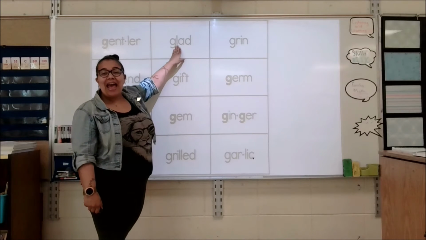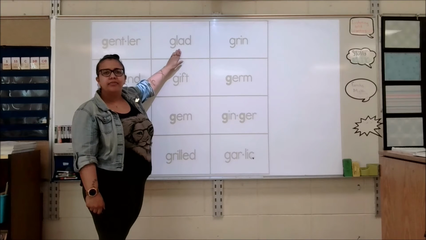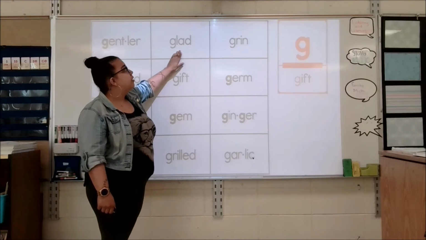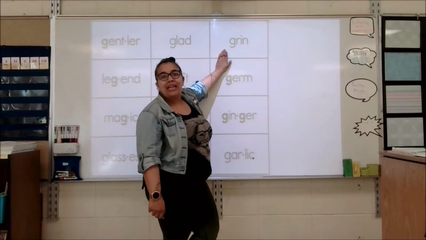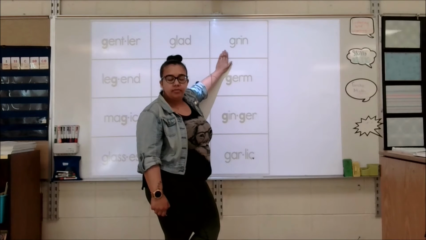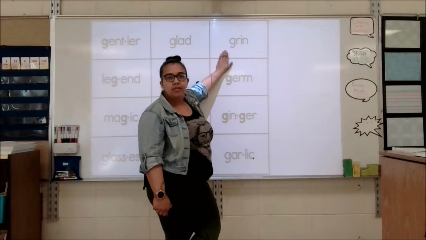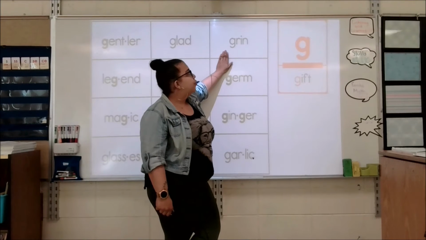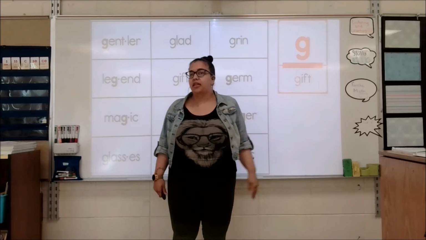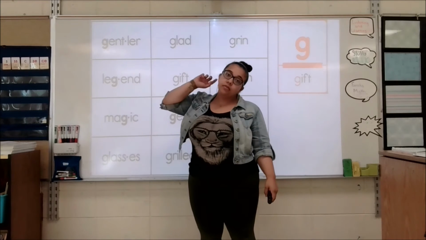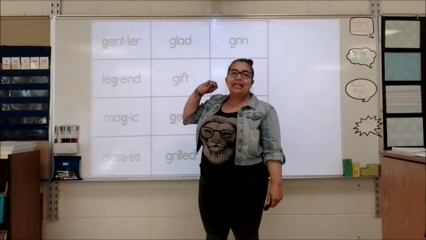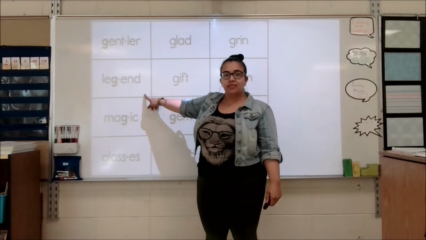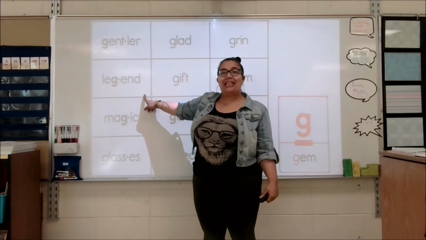Glad. What do you hear in the word glad? G. We hear G. Glad. Excellent. How about grin? What do you hear in the word grin? G. Grin is G, like gift. Excellent. How about legend? What do you hear in legend? J. We hear J in legend.